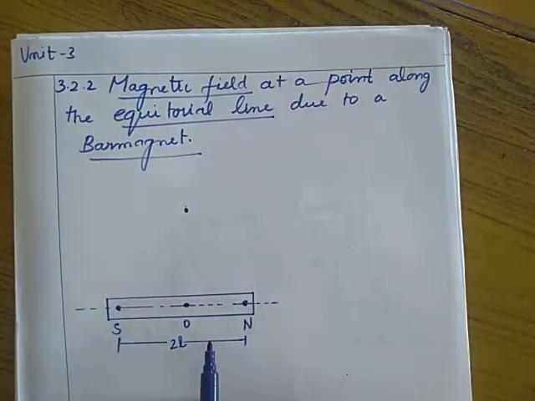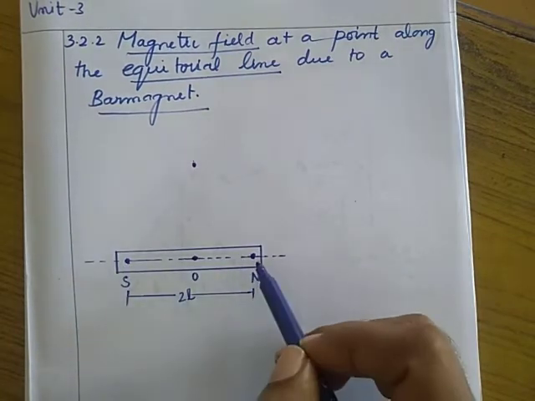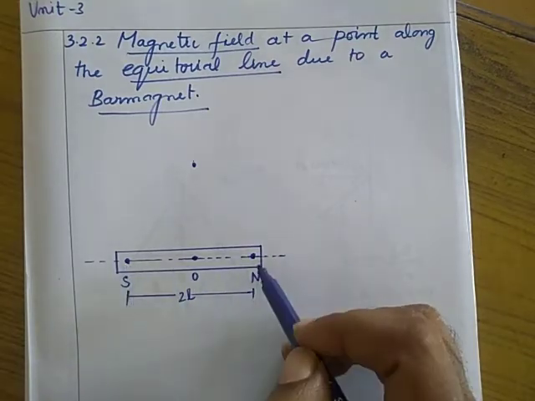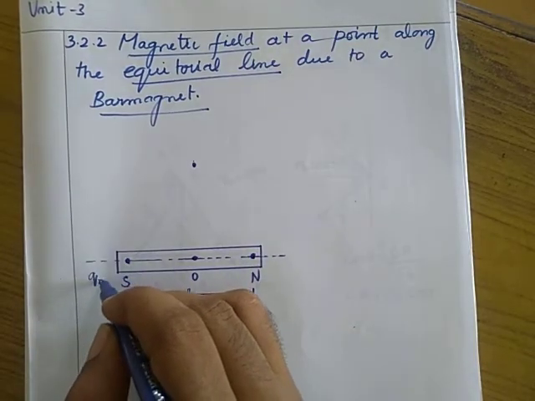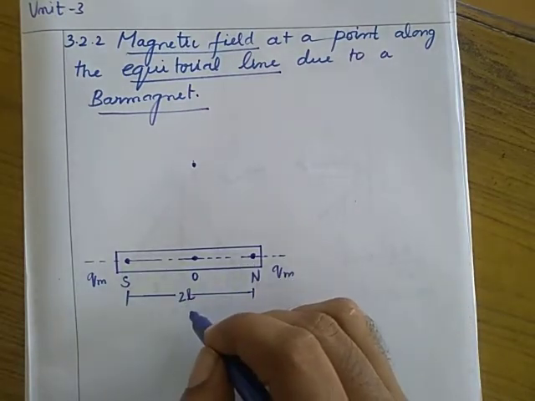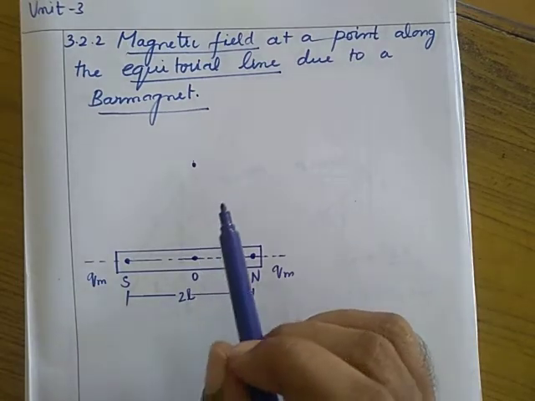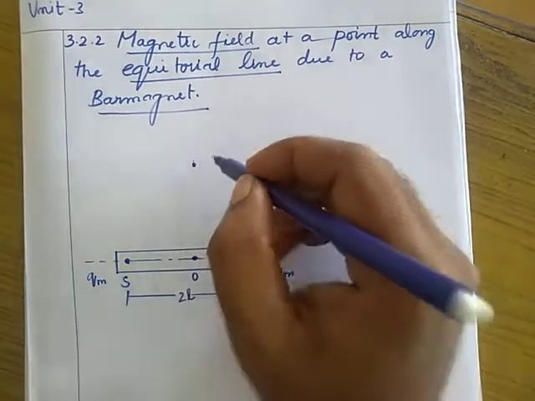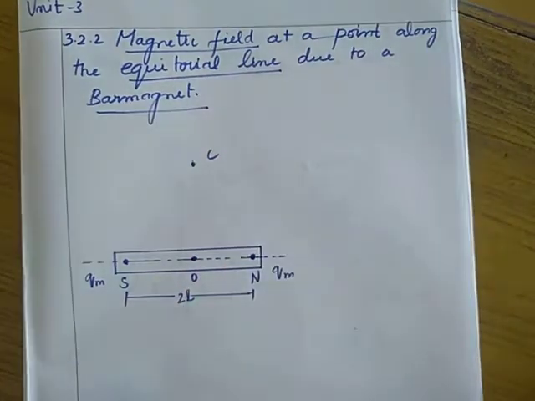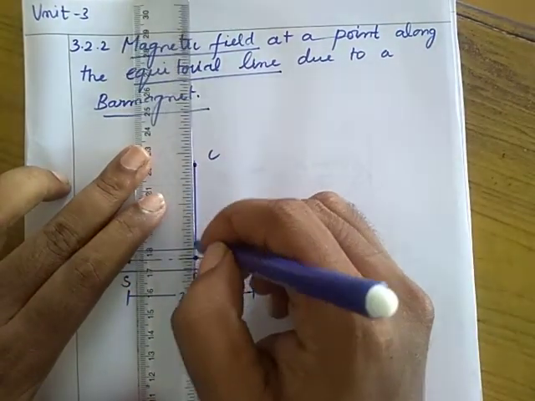Here I consider a bar magnet having the poles S and N, the south pole and north pole of that bar magnet. The two poles have the same pole strength, Qm. These two poles are separated by distance 2L. It is the magnetic length. In order to find the magnetic field at an equatorial line, I consider a point C on the equatorial line. Equatorial means 90 degrees. Here I consider a point C at a distance R from the geometrical center.